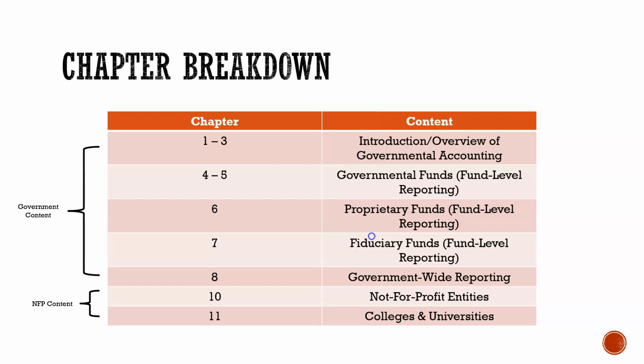Chapter 10 is our not-for-profit or our NFP chapter. It focuses solely on NFP entities and their accounting procedures. While they are similar to government accounting, there are some pretty distinct differences, primarily in the area of restrictions of funds. Chapter 11 is the chapter that's going to focus on college and universities.